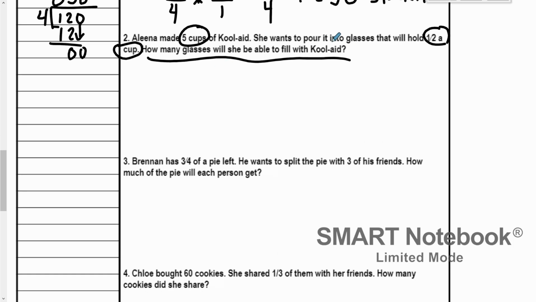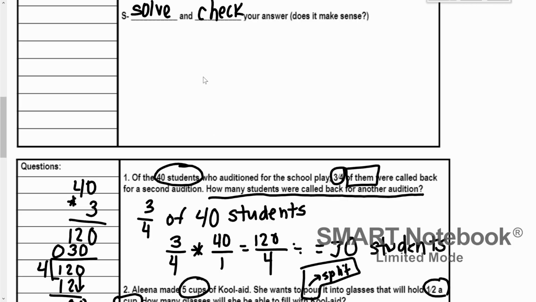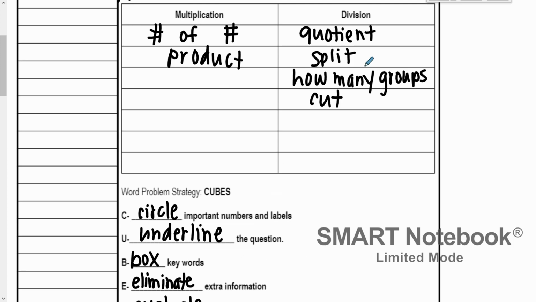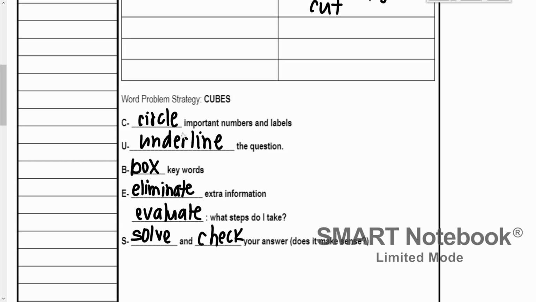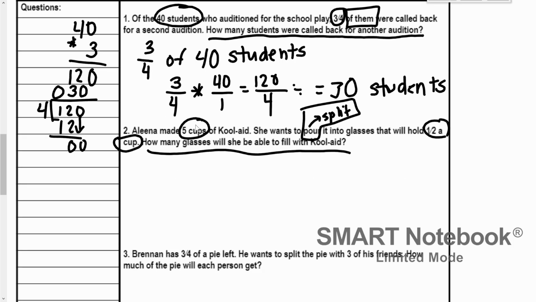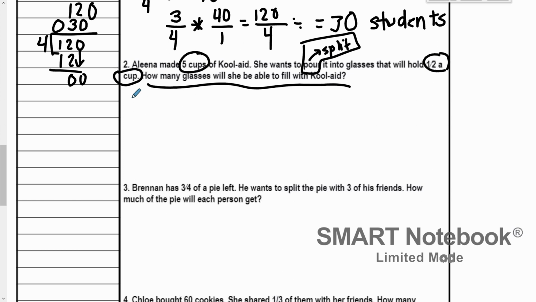So she wants to pour this 5 cups of Kool-Aid. And what pour basically means is that she wants to split it up, right? She wants to pour it into those glasses. She wants to split it up into those glasses. So those are going to be our keywords right here, because when we split something, or when we cut it up or divide it into groups, which we are doing, we are going to be dividing. Okay, we always start with what she has.